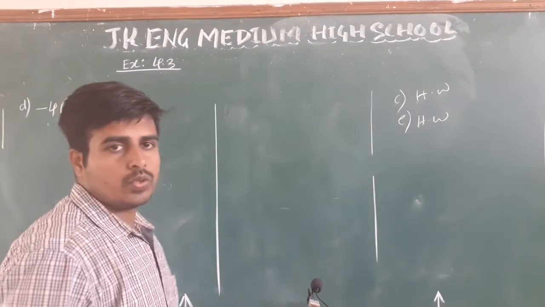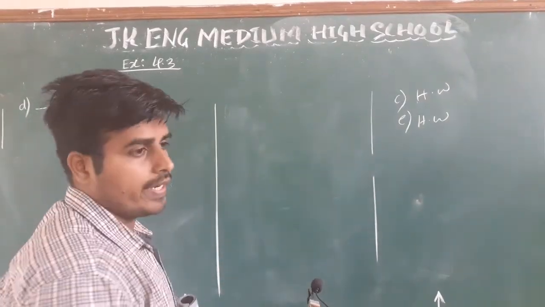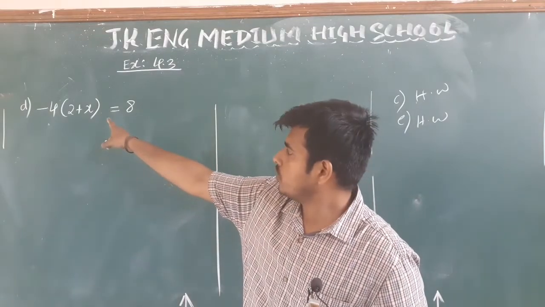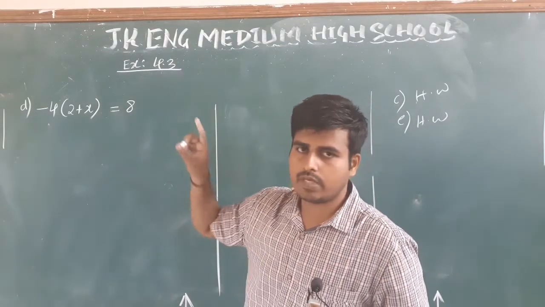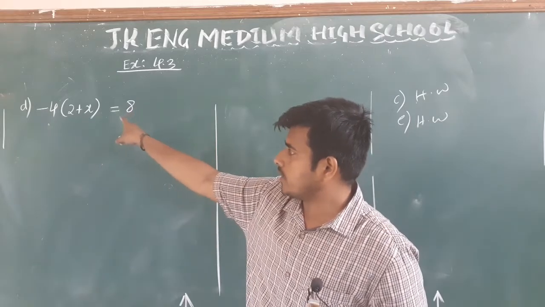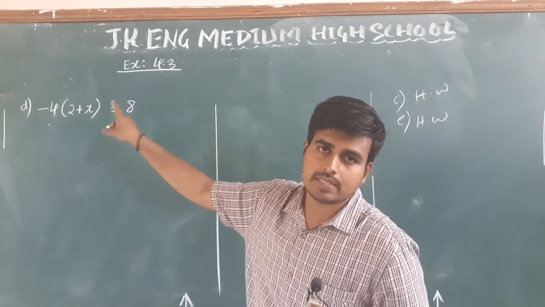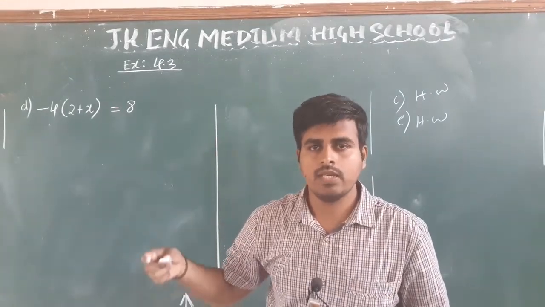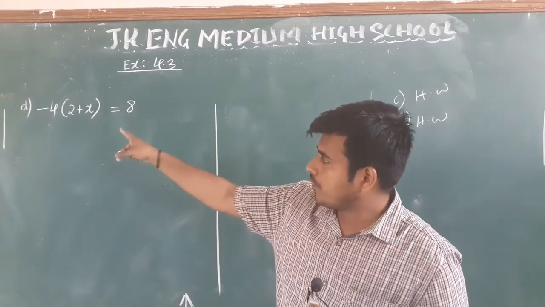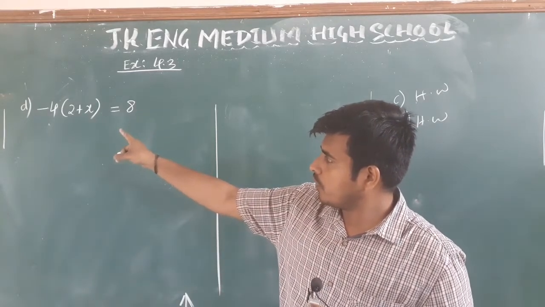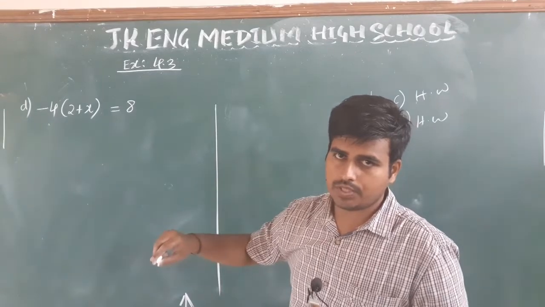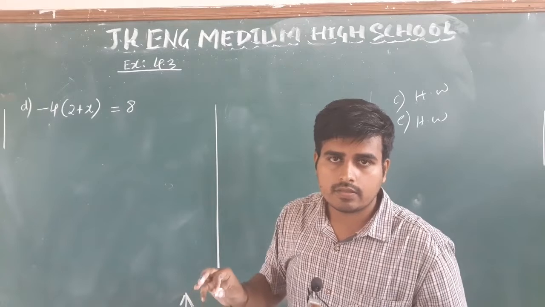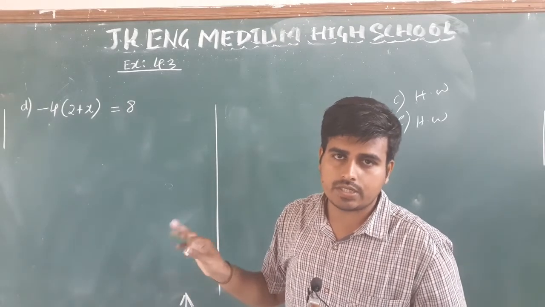Minus 4 into 2 plus x is equal to 8. Minus 4 is in multiplication with the 2 plus x equal to 8. Simple equation it is. LHS, RHS, equality sign, and one variable is there. That variable is x here, and I need to find the value of that x. That is nothing but the solution of the equation. So how is this minus 4 connected to 2 plus x? Minus 4 is connected to that bracket by multiplication. In between minus 4 and that bracket there is no sign. If there is no sign, it shows multiplication.